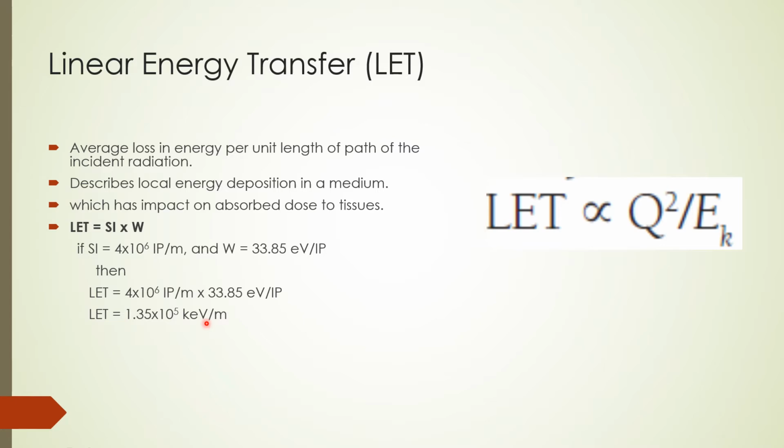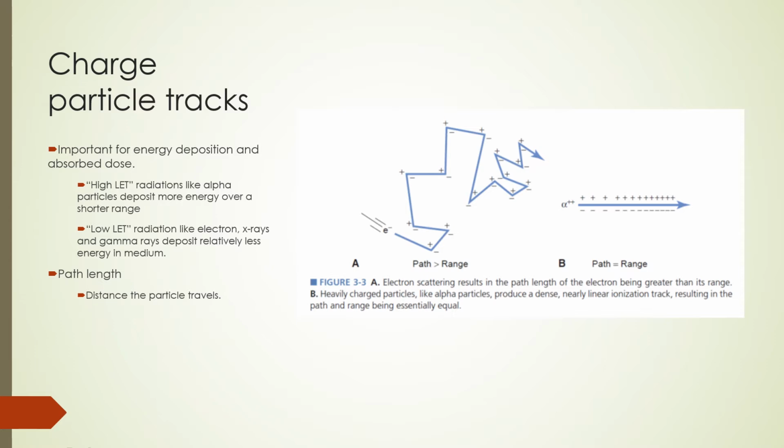LET can also be expressed as the squared charge divided by a particle's kinetic energy E subscript k, as shown by this formula. One way to differentiate between heavy charged particles and light charged particles is to observe their ionization paths in matter. Heavy charged particles like alphas make short, dense, straight line tracks in matter, while light charged particles like electrons follow a more scattered, less dense ionization path in matter, as this figure shows. The path length of a particle is defined as the distance the particle travels.